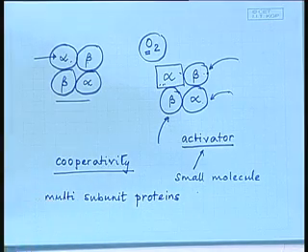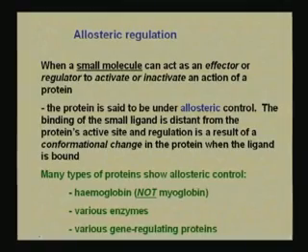Okay. So, what do we have here therefore? We have a small molecule that can act as an effector or regulator to activate or inactivate an action of the protein. So, what is the action of hemoglobin? To bind oxygen. When this small molecule is bound, it activates the binding of the other oxygen molecules to the other subunits. Then we say the protein is under allosteric control. Okay? This is allosteric regulation basically.